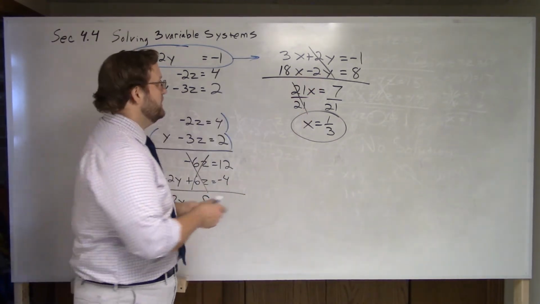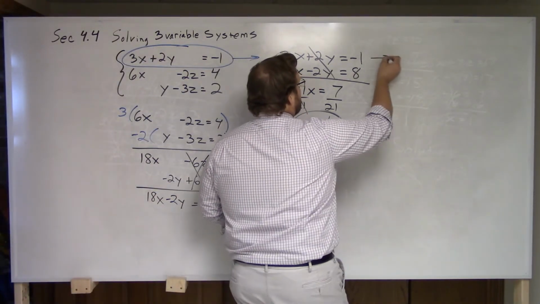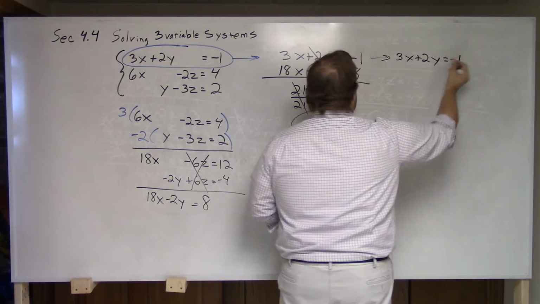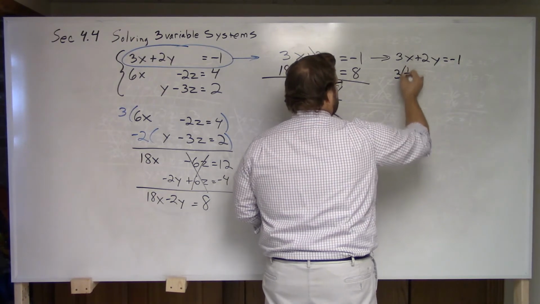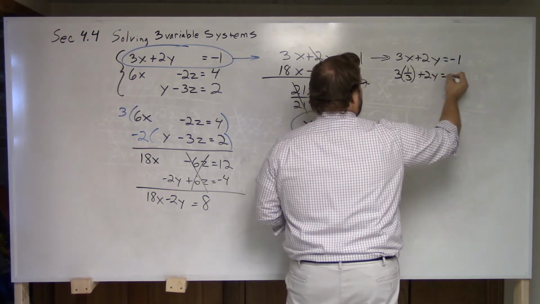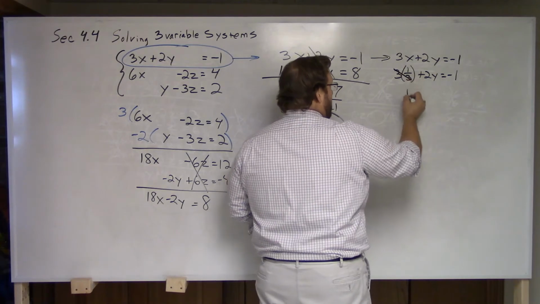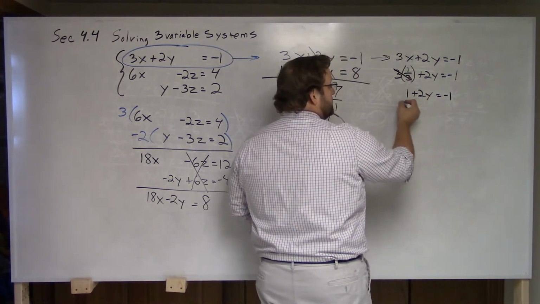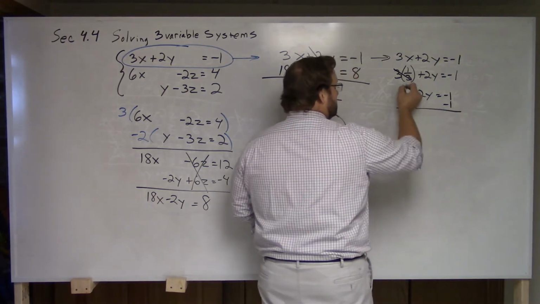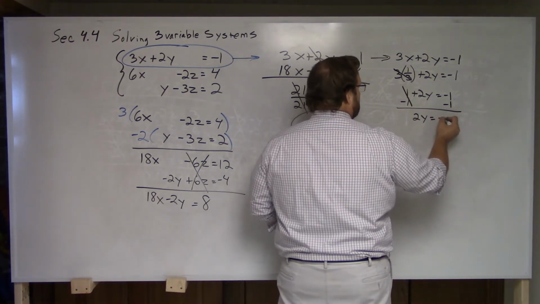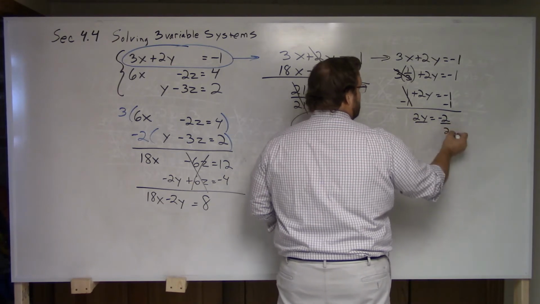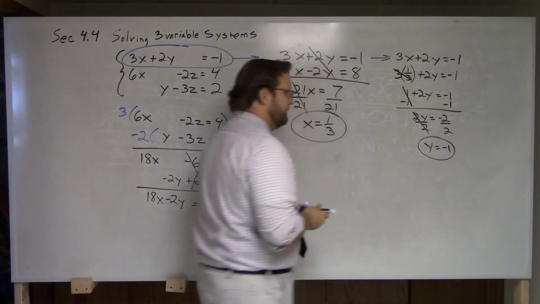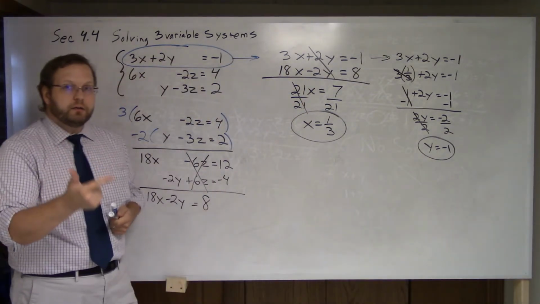Let's finish this. Okay, so I'm going to go with this top equation. 3x plus 2y equals negative 1. And I'm going to plug in the 1/3. So that's a 1 plus 2y is negative 1. Subtract the 1. And then divide by 2. And there's your y. We have x, we have y, we still need z.